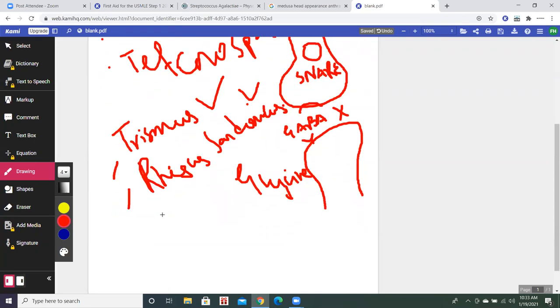Have you guys seen the Joker in the movie Batman? There's a certain smile which he has. That is a risus sardonicus type smile, which the same patients of tetanus have.